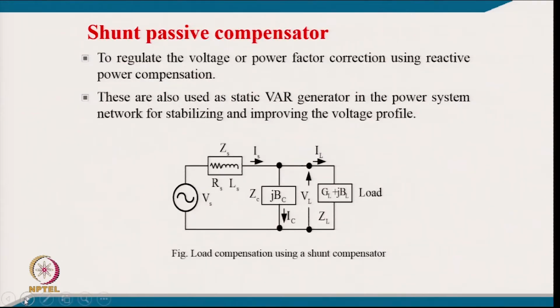Well, the shunt passive compensator is normally connected in shunt with the load, closer to the load. So, it is used to regulate the voltage across the load or the power factor using reactive power. So, you can provide the reactive power of the load with the help of this, so that at the supply side you have unity power factor, and these are also called static VAR generators in the power system network for stabilizing and improving the voltage profile. So, virtually when you are not drawing the reactive power from the supply, the voltage profile also improves. But I already mentioned earlier that either you can improve the voltage profile or you can do the power factor correction, you cannot do both. A little improvement in voltage profile is always there with the unity power factor, but of course, both simultaneously you cannot; either you can regulate the voltage or you can correct the power factor.